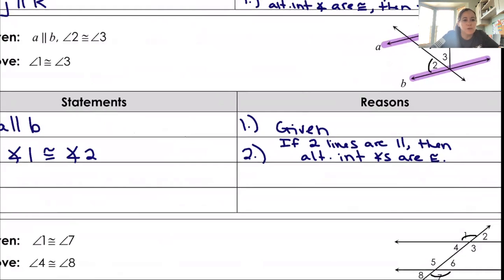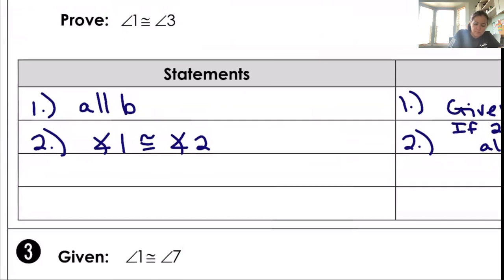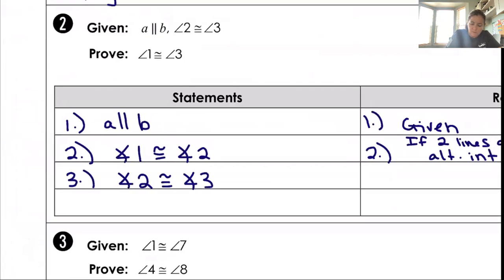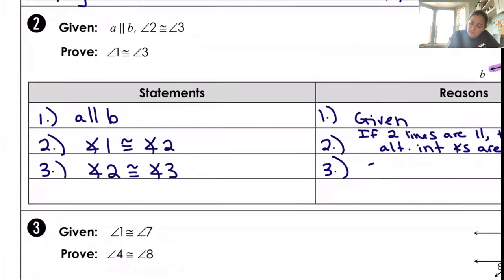What else do we know? We know 2 is congruent to 3. And that's given. And then the age-old 1 is congruent to 2 and 2 is congruent to 3. So we can say that angle 1 is congruent to angle 3. And that's by your transitive property.